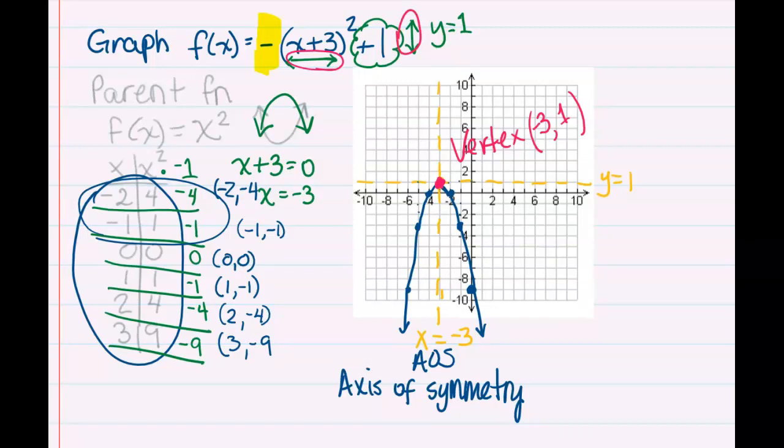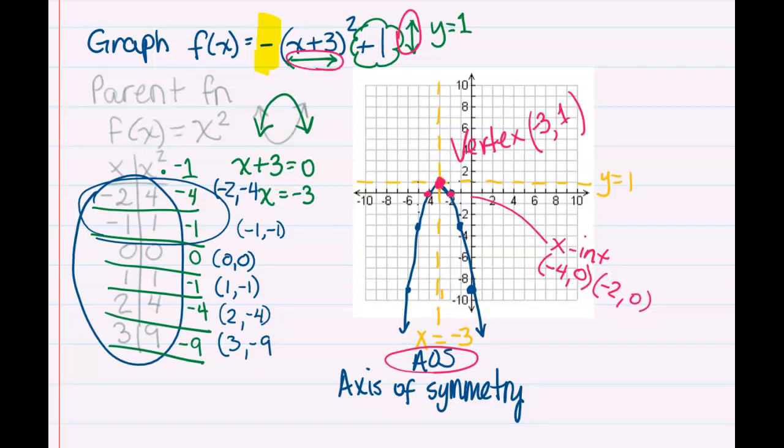The other thing I wanted to mention was the AOS. And the third thing I wanted to mention, well, there's 2 more, but the third one is this point here and here. These are our x-intercepts. These are the point -4, 0. The y value is equal to 0. And then we have -2, 0. Again, the y value is equal to 0. That's good to know because that tells us our x-intercepts.